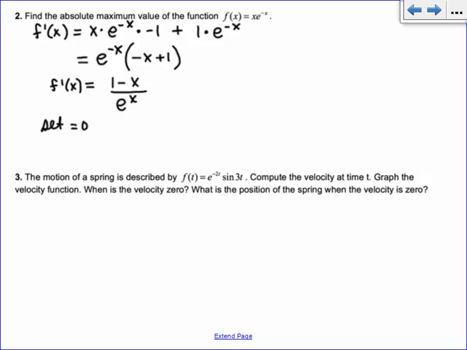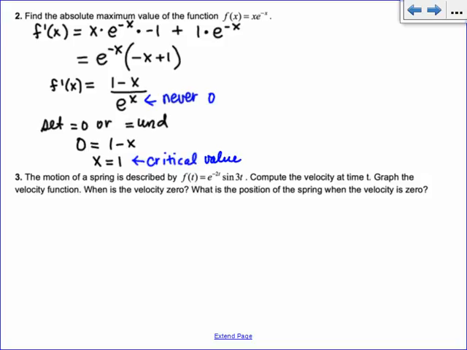So we want to set equal to 0 or equal to undefined. That's kind of weird to write, but same idea. So we want to either set it equal to 0 or find when it's undefined. Is it ever undefined? Can I ever have a 0 in the denominator? No, like e to the x is never equal to 0, right? So that can't happen. So this part's never 0. What about the numerator? Can you have 0 equals 1 minus x? Sure, at x equals 1. So this is what we call a critical value.